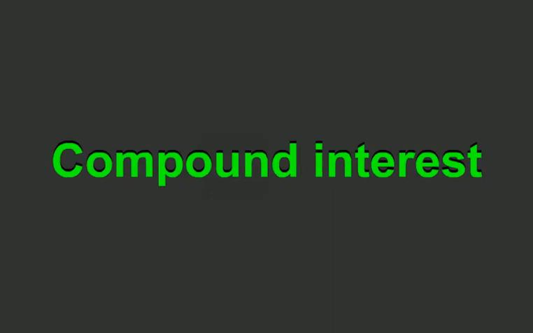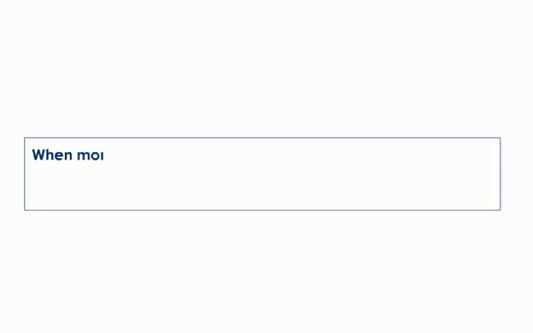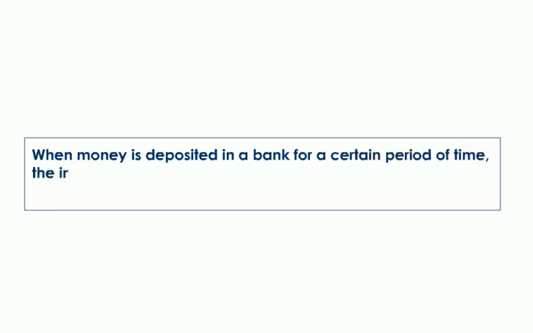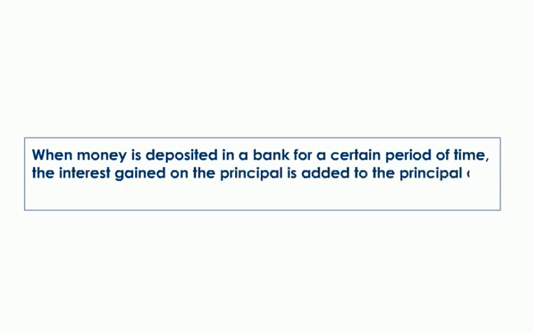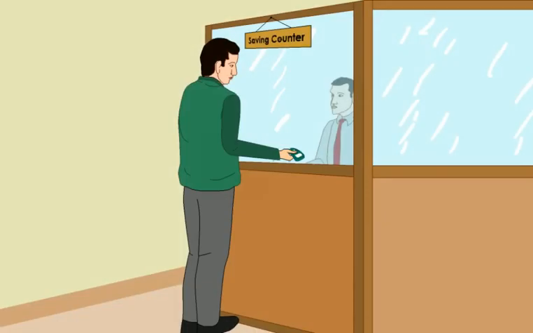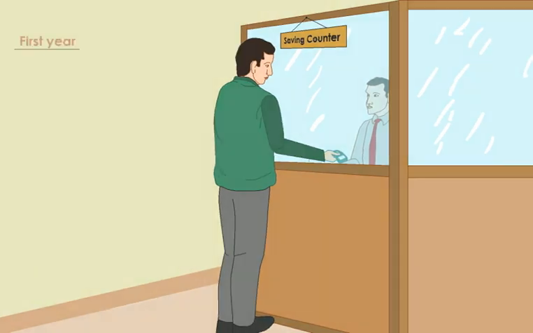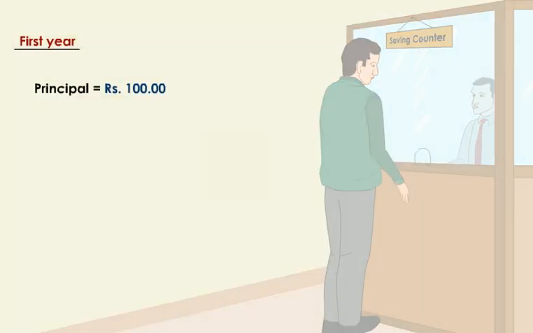Students, now let us study about compound interest. When money is deposited in a bank for a certain period of time, the interest gained on the principal is added to the principal at the end of the year. For example, if a principal of rupees 100 is deposited in a bank at a rate of 6% per annum, then at the end of 1 year, the interest is rupees 6.